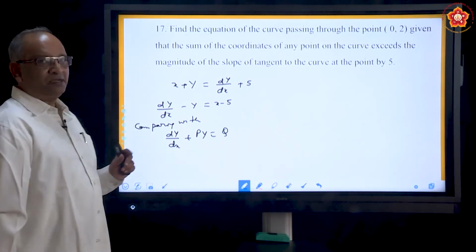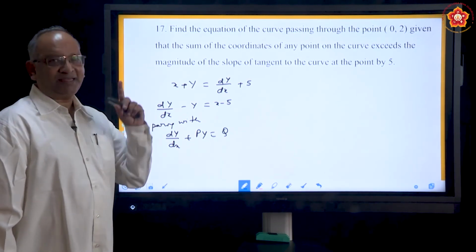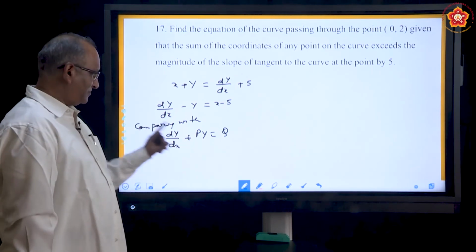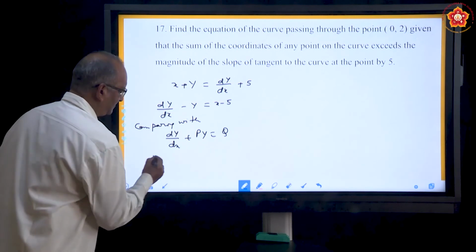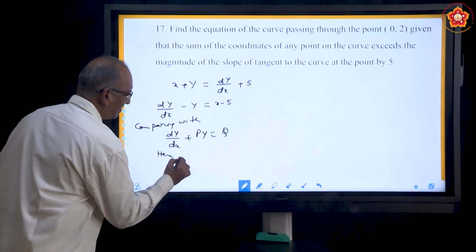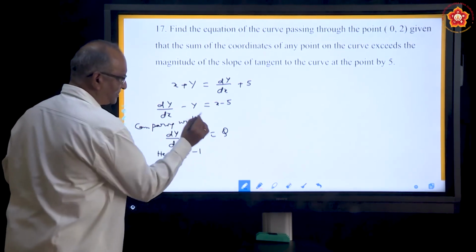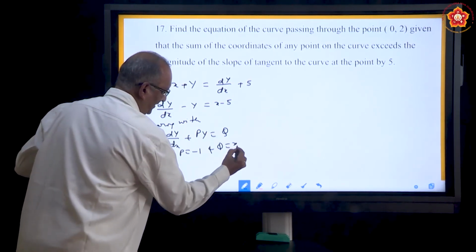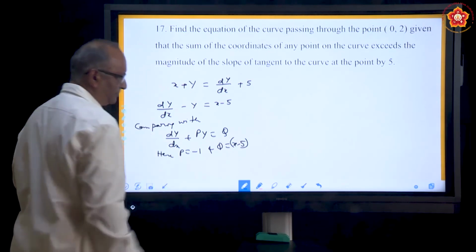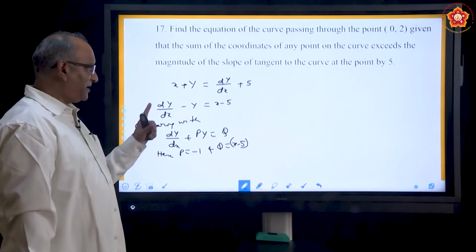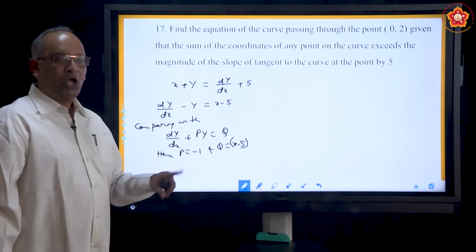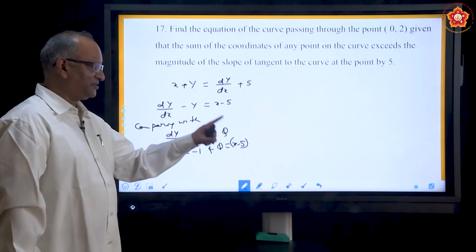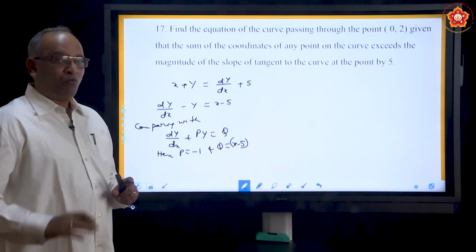What are the conditions? P and q should be either constants or functions of x. What is p? P is minus 1. What is q? Q is x minus 5, and they satisfy our requirements. What are our requirements? P and Q are either constants or functions of x. So, here P is a constant, Q is function of x. So, that is satisfied.